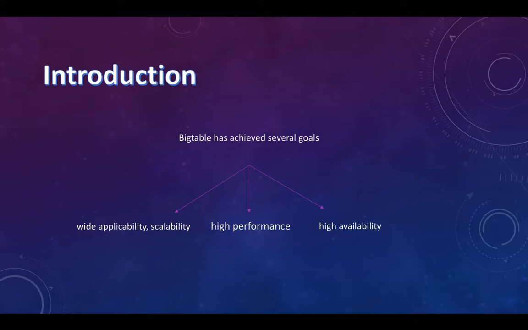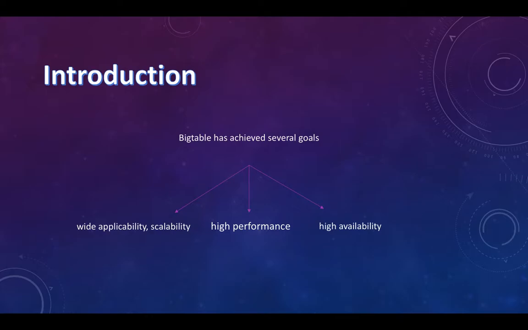In this presentation, we describe the simple data model provided by Bigtable, which gives clients dynamic control over data layout and format. And we describe the design and the implementation of Bigtable. Bigtable has achieved several goals: wide applicability, scalability, high performance, and high availability. Bigtable is used by more than 60 Google products and projects, including Google Analytics, Google Finance, Orkut, Personalized Search, Writely, and Google Earth.